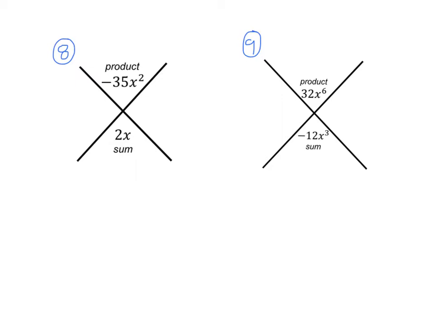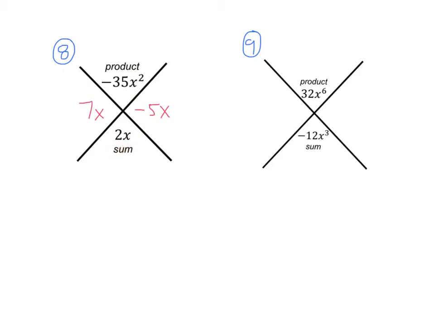Alright, so now the Magic X game is going to get a little bit trickier. This time we're dealing with some expressions. I want to find two expressions whose product is negative 35x squared and whose sum is 2x. The two expressions that work here would be 7x and negative 5x. Let's make sure that works. 7x times negative 5x is negative 35x squared. And if we add 7x and negative 5x, we get positive 2x.